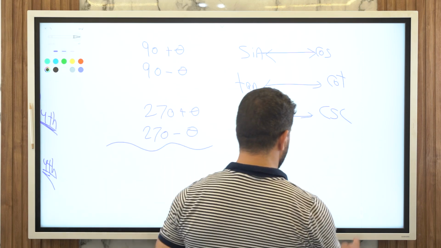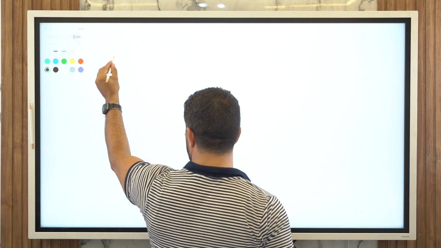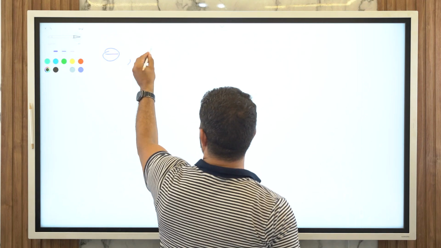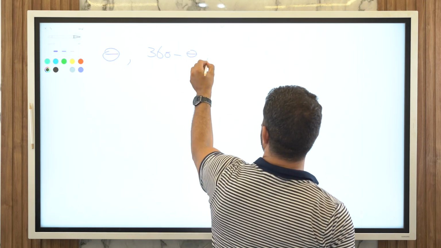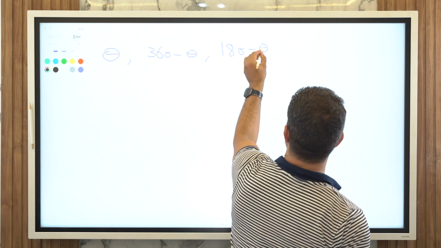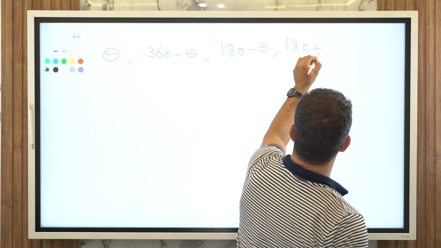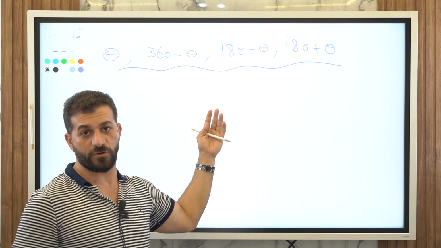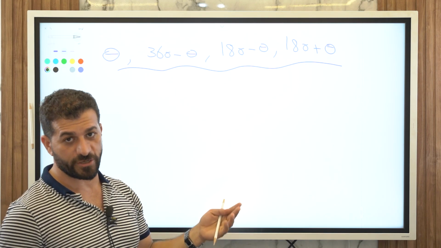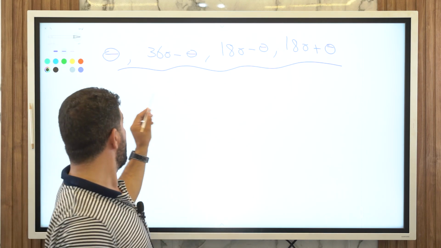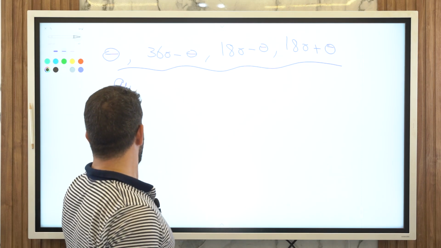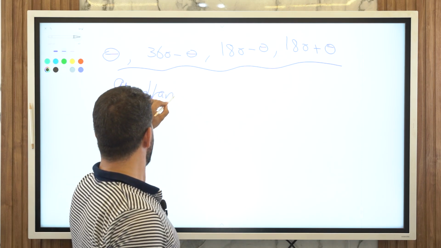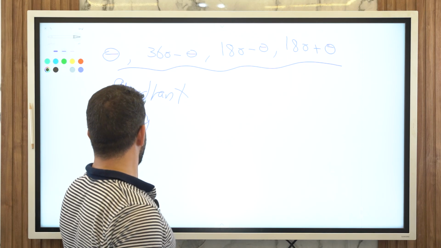The angles 360 minus theta, 180 minus theta, 180 plus theta: sine will remain sine, cosine will remain cosine, and tan will remain tan. But ask about the quadrant, then ask about the sign.